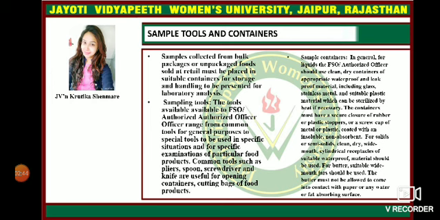Sample containers. In general, for liquids, the food safety officer should use a clean, dry container of appropriate waterproof and leak-proof material, including glass, stainless metal and suitable plastic material which can be sterilized by heat if necessary. The containers must have a secure closure of rubber or plastic stoppers or a screw cap of metal or plastic coated with an insoluble, non-absorbent material.